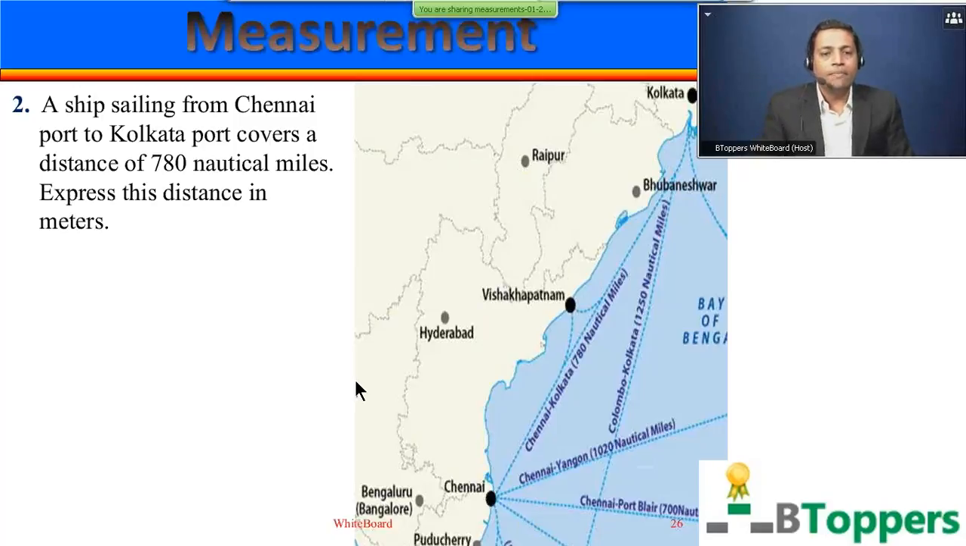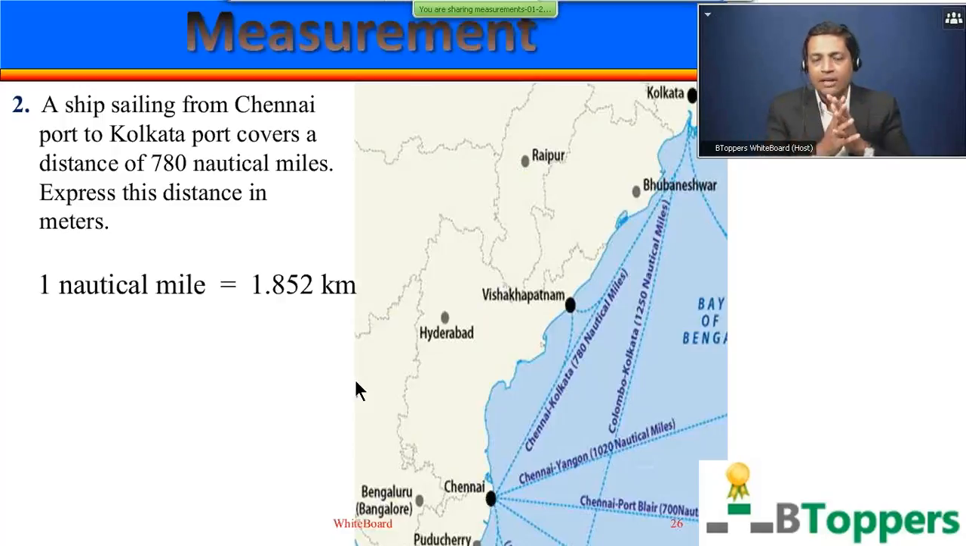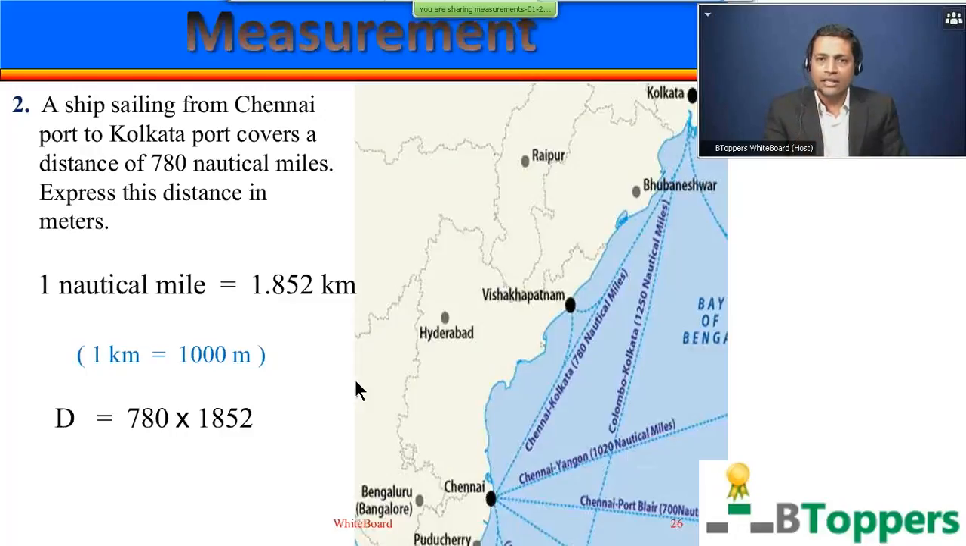Now let us look at the second numerical. A ship sailing from Chennai port to Kolkata port covers a distance of 780 nautical miles. Express this distance in meters. For this, you need a conversion factor from nautical miles to kilometers first of all. That is given. 1 nautical mile is 1.852 kilometers. And we already know that 1 kilometer is equal to 1000 meters. Therefore, this distance of 780 nautical miles can be written as 780 into 1852.